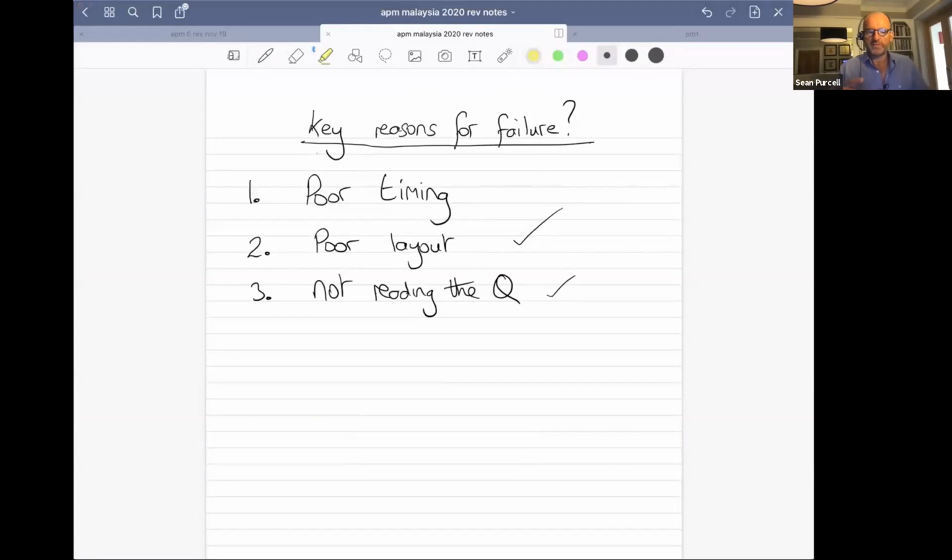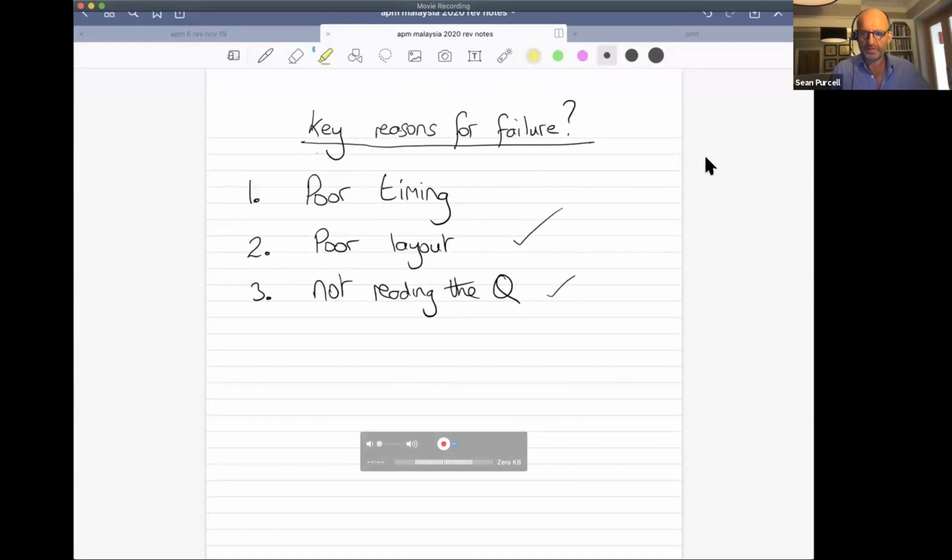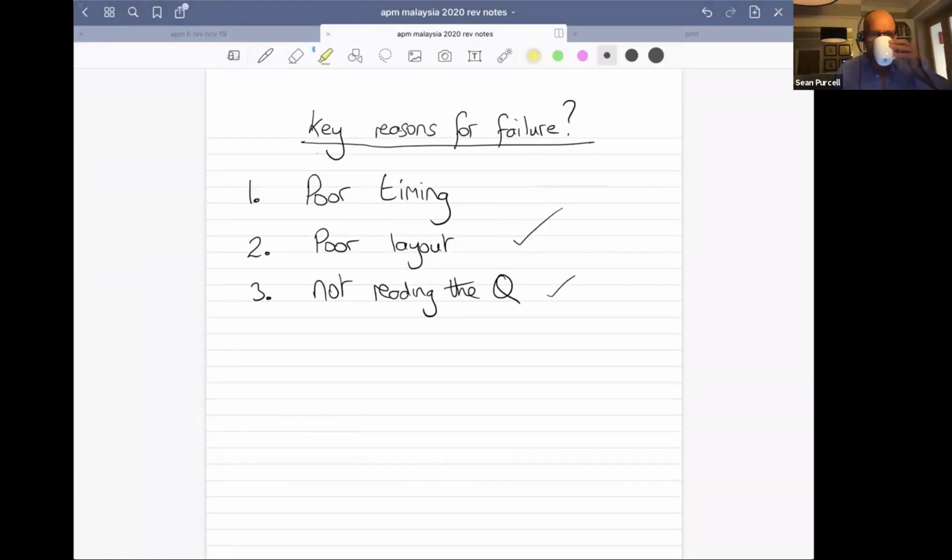Can you just confirm to me you can see a screen with some lines on which says poor timing and stuff like that? Great, great. I apologize if I'm looking down a little bit here because I'm just looking at writing on a screen. So let's have a look.